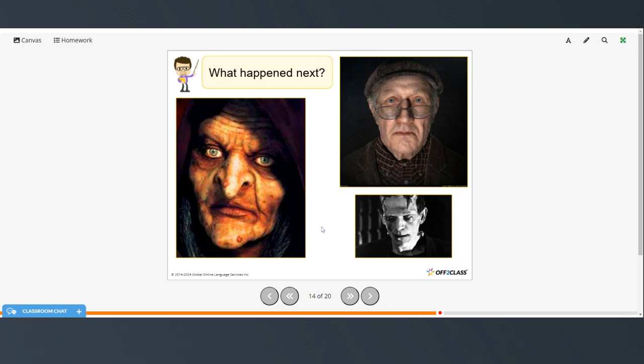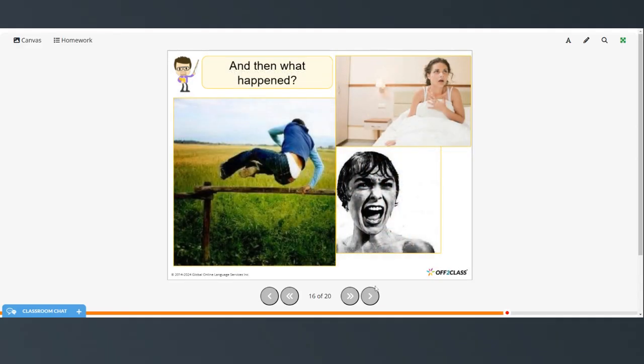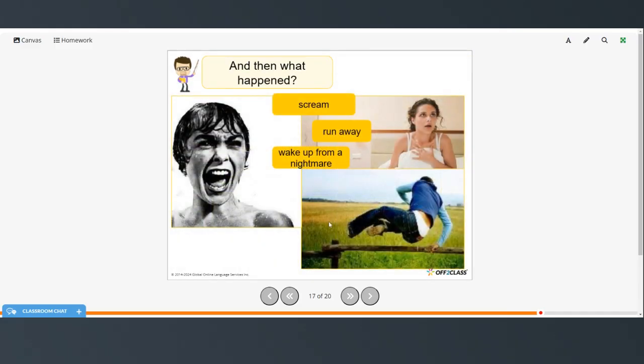So, what do you think happened next in this story? Did he see a creepy old man standing behind him, a monster, or a scary witch? These are some possibilities. And then after that, what do you think happened then? Did he scream? Did he run away? Or did he wake up and realize it was all a nightmare or a bad dream?